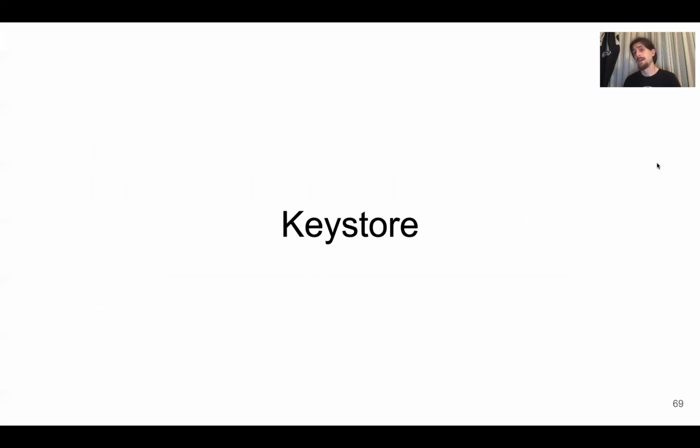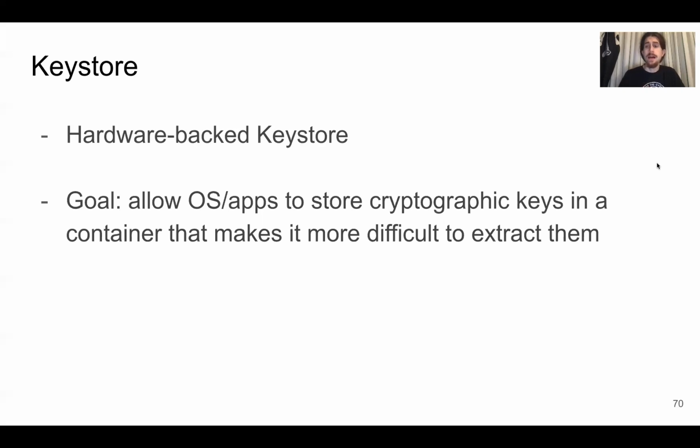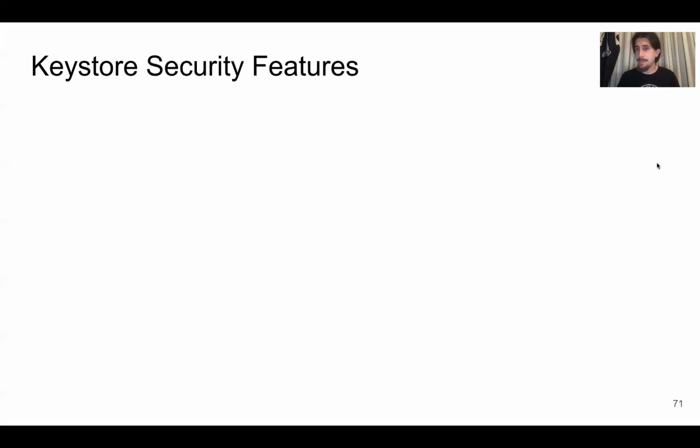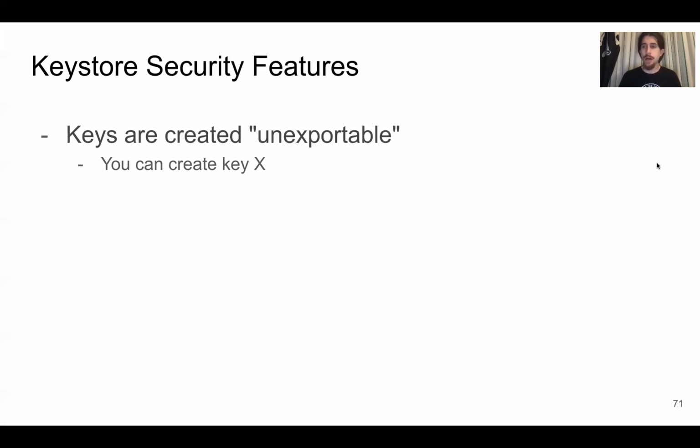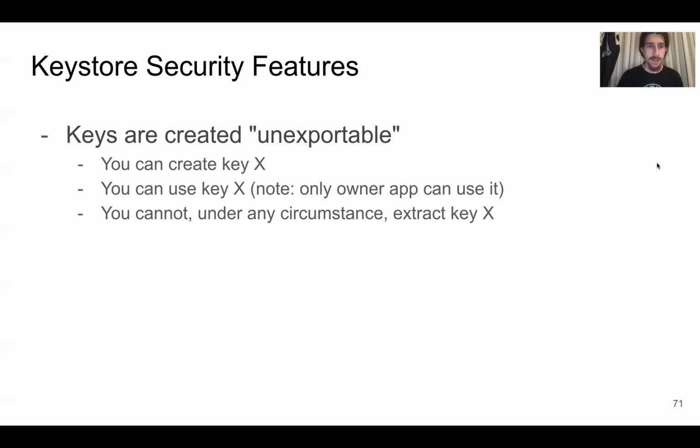Now, another one of these primitives that is implemented through TrustZone is the keystore. So let's get to it. Keystore is a hardware-based keystore, we can say. And the goal is to allow apps and the operating system to store cryptographic keys in a container that makes it more difficult to extract them. There are a number of security features. Keys are created unexportable. What does it mean? It means that there is an API to create a key X, and there is an API to use key X, but only the owner app can actually do it. But there is no API to actually extract key X.